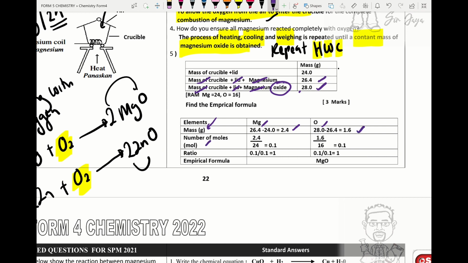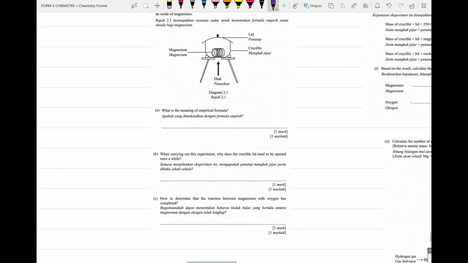Then the second step, we find the number of moles, mass over molar mass. We already get 0.1. So here, mass over molar mass of oxygen atom, the RAM is given, 16, so we will get 0.1. And we try to find the ratio, we will get 1:1. Therefore, the empirical formula is MgO. All right, we try to do this question.